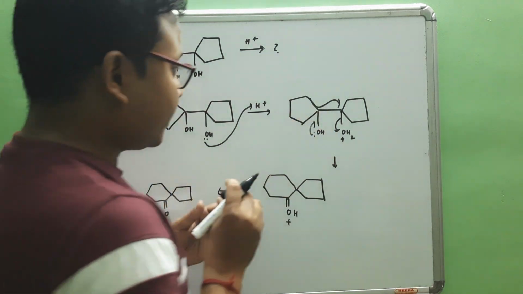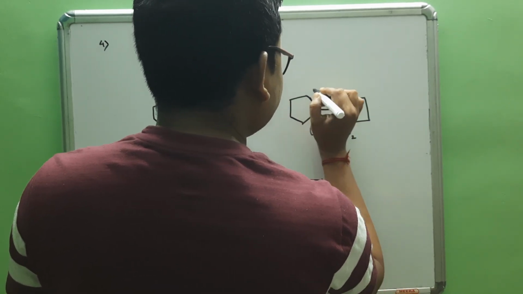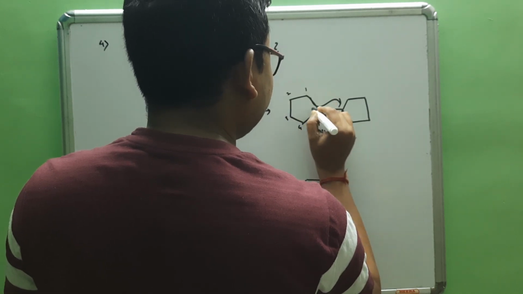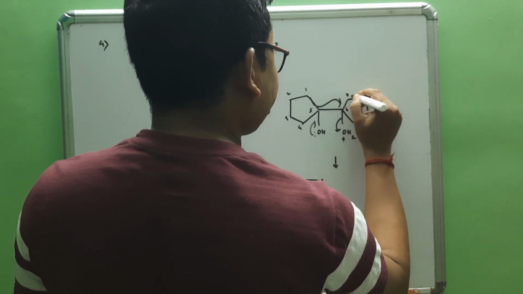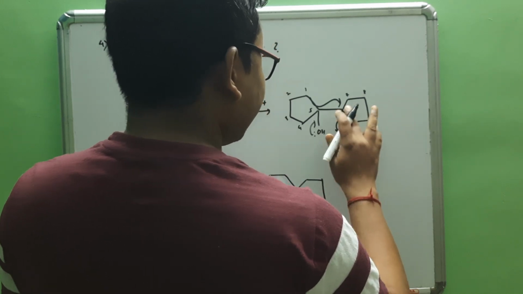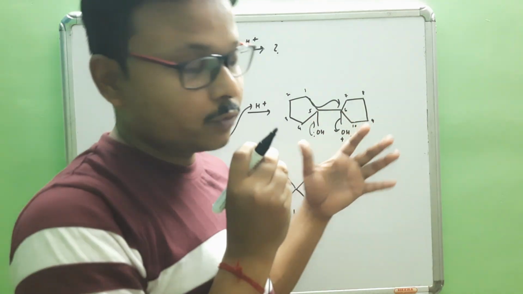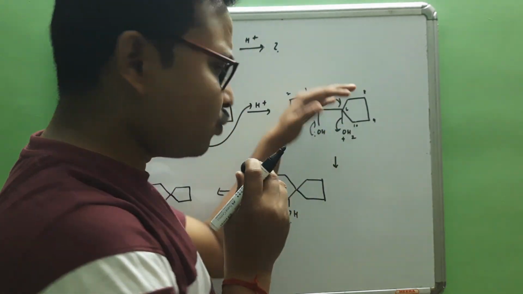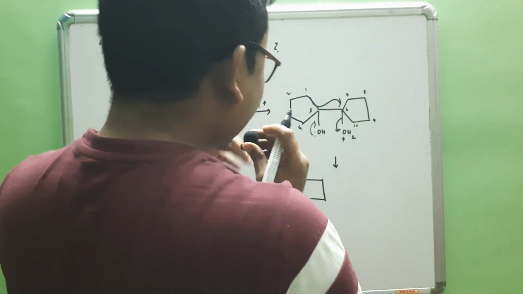So how did this ring expansion occur? Let's start with the numbering. This is the first carbon atom, 1, 2, 3, 4, 5, and left is 6. This is 7, 8, 9, 10. It is for your simplicity only, for the sake of realization, you give the numbering. Otherwise there is no need to number this.